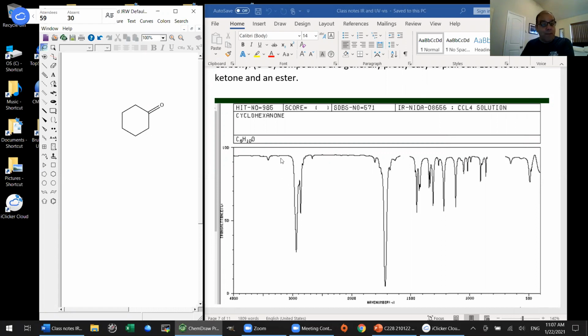I see nothing above 3000 wave numbers, nothing worth mentioning. So that makes me think there's no sp2 hybridized carbons apart from, of course, the carbonyl carbon. That's obviously sp2 hybridized, but no sp2 CH stretches. No alkene or vinylic type CH bonds here.